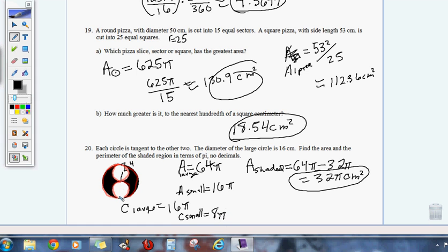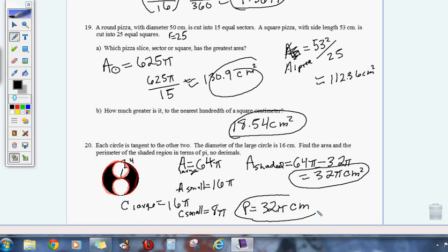So if you add the two small ones together, you get 8 plus 8, which is 16, and then we add the large 16. You know, the perimeter here is actually equal to 32 pi as well, but it would just be centimeters. All right?